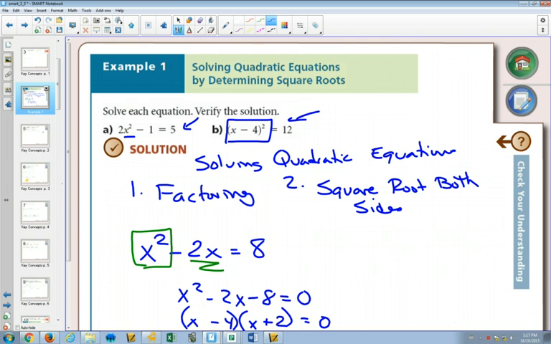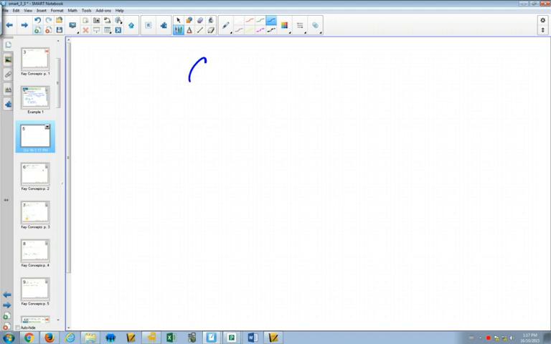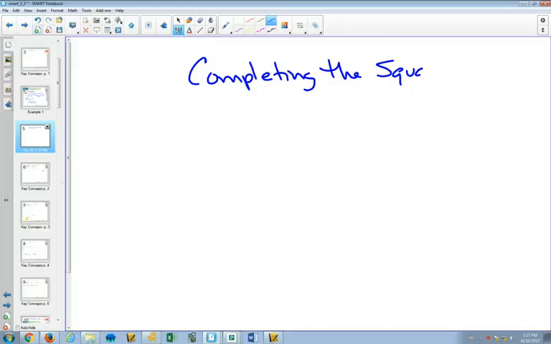There's going to be some times, though, that even though it looks like you should try to factor it, it won't actually work to factor. So what we're going to learn today is a technique called completing the square. And I'll put this on YouTube so you can watch it later, but you don't need to write this down.